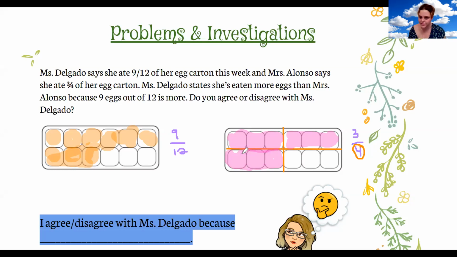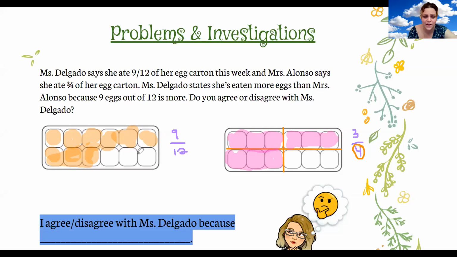Whoa, what are you guys noticing? Is there something you're noticing right now? Hey, if you notice, you're like, wait a minute, it seems like 3/4 is the same as 9/12. You're right. So your statement might have said, like, I disagree with Ms. Delgado because actually 3/4 is equivalent to 9/12. When I draw out the egg carton model, I see that for both models, both teachers ate 9 eggs out of the 12 because only 3 eggs are left.